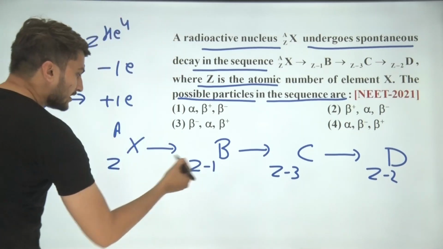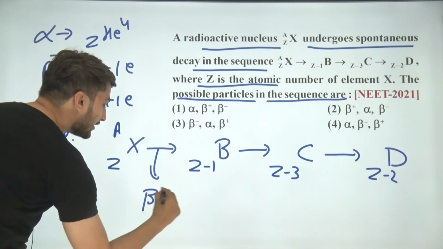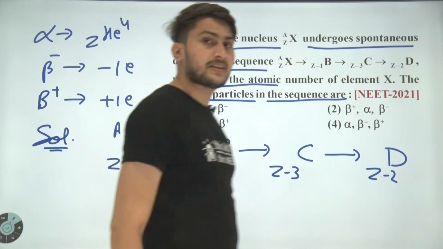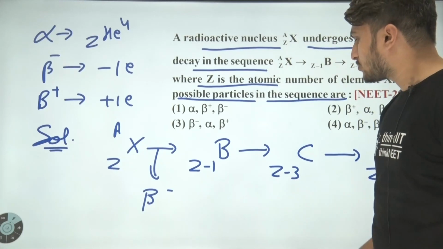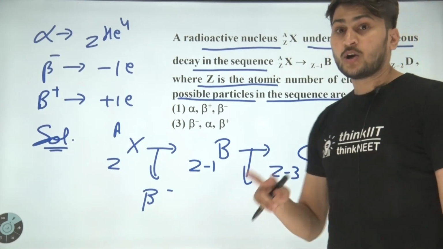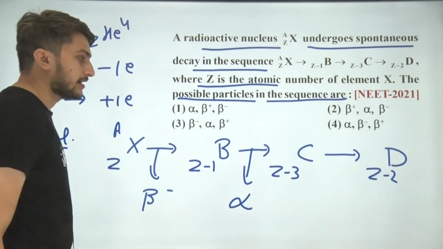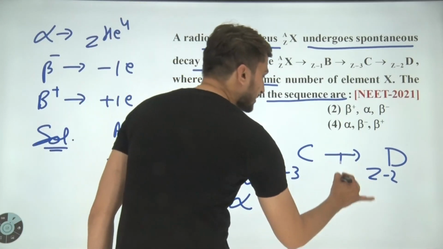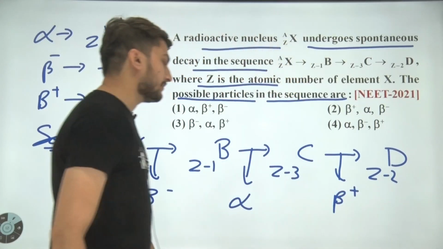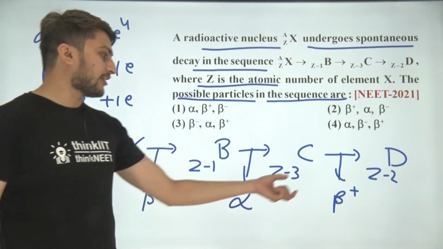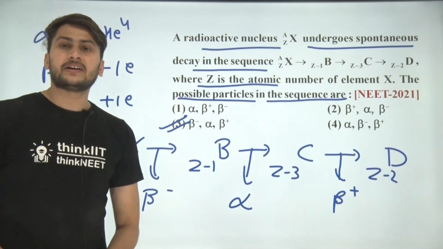For X to B, the atomic number changes by 1, so this is beta negative decay. For B to C, Z minus 1 goes to Z minus 2, so the atomic number decreases by 2, which means alpha decay happens here. And for C to D, the atomic number changes by 1, so beta positive decay happens. So the sequence is beta negative, alpha and beta positive. The answer is option number 3.